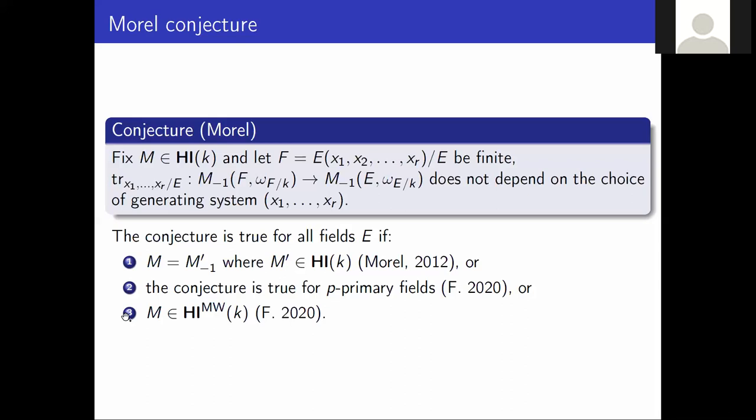And moreover, you can prove that if M is a homotopy sheaf with Milnor-Witt transfers, so this is the category defined by Calmès, Fasel, and others, then you can prove that transfers are well defined and functorial.